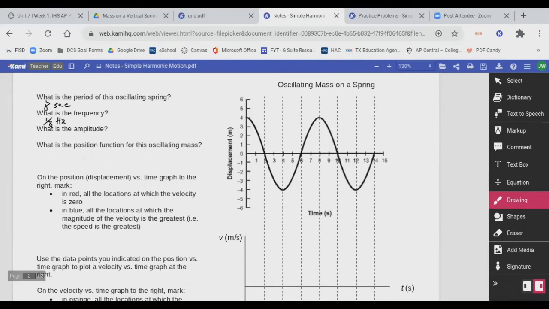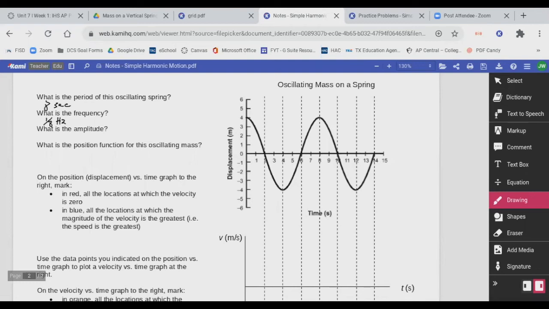Why would the period be 8 and not 16? Wouldn't 16 be the period because this is one full cycle? Okay, so I'm being asked, let me make sure I'm answering the right thing. Why would the period be 8 and not 16? Wouldn't 16 be the period because it is one full cycle?